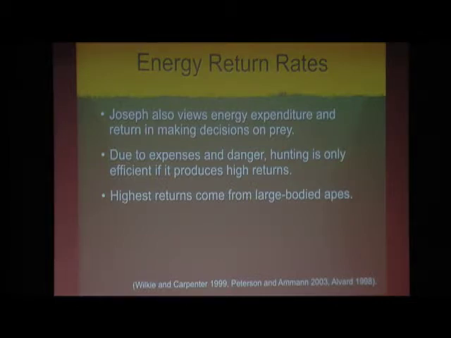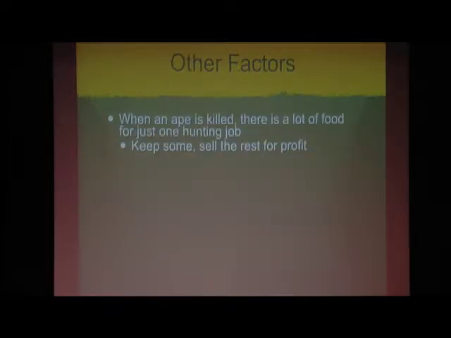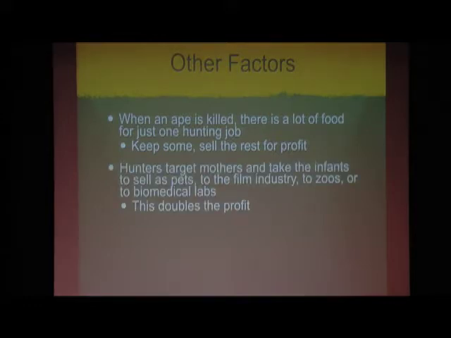The only animals that provide them enough benefit in return are large-bodied great apes. Now, this is because when an ape is killed, there's way too much meat for just one family. So the family gets enough food, and then the rest of the meat can be sold on the bushmeat market. Sadly, what's happening now is that hunters are targeting mothers. This is because females are smaller, they tend to be less dangerous, and if they have an infant, they're going to be slower and easier targets. Now, along with this, they can eat and sell the mother and also sell the infant to something like a circus, a zoo, or the pet trade. And in this way, they're doubling their profit.